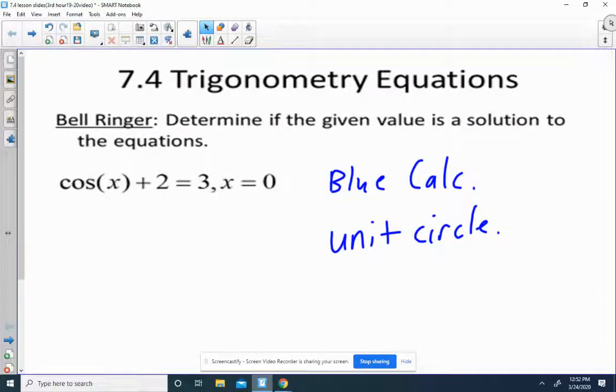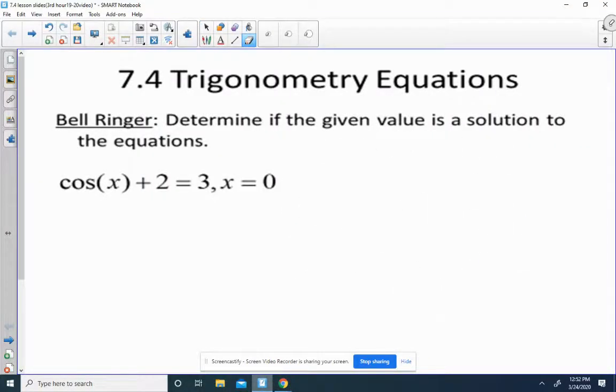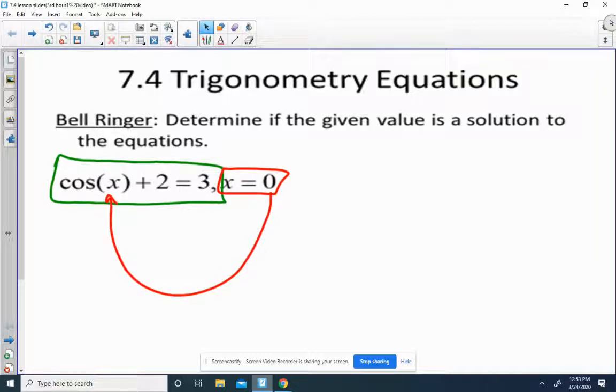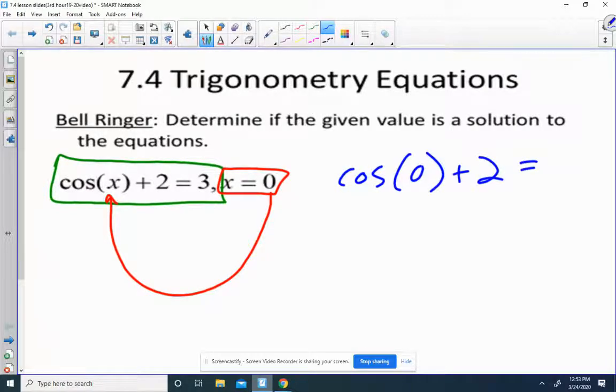So, before we start, got a little bell ringer for you. Let's say you're given that cosine of x plus 2 is equal to 3, and we want to find out if x equals 0 is a good solution for it. The best way you can figure that out is to take that 0 and plug it in for x. So in other words, we're going to see cosine of 0 plus 2, and we're going to figure out if it does equal 3.